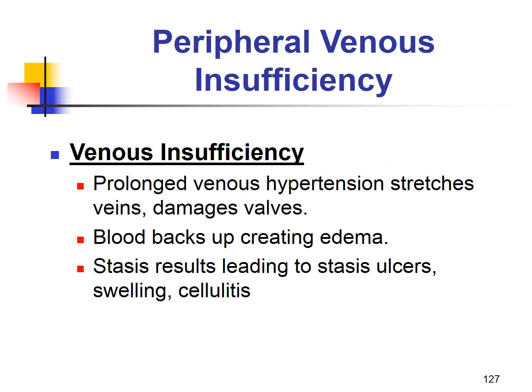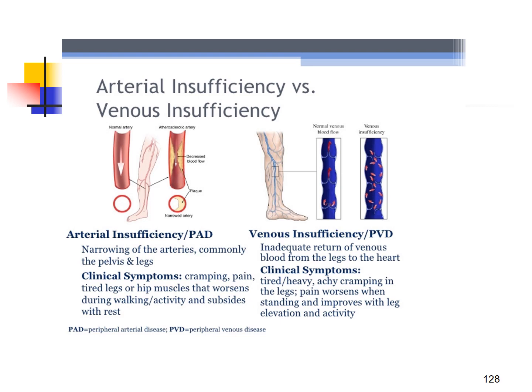Next slide. Venous insufficiency is another condition here. It is usually seen with prolonged venous hypertension that stretches the veins and damages the valves. So the blood backs up, creating edema, and stasis results, leading to stasis ulcer, swelling, and cellulitis. All right, next slide. There is a difference between arterial insufficiency and venous insufficiency. Arterial is narrowing of the arteries, commonly in the pelvis and legs. Venous is inadequate return of blood flow from the legs to the heart.